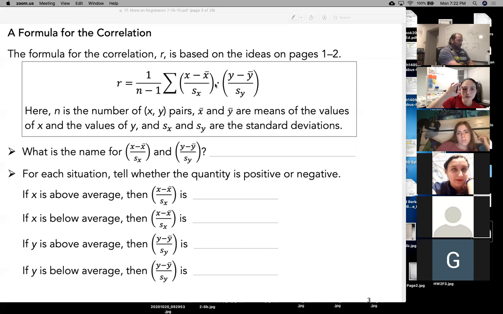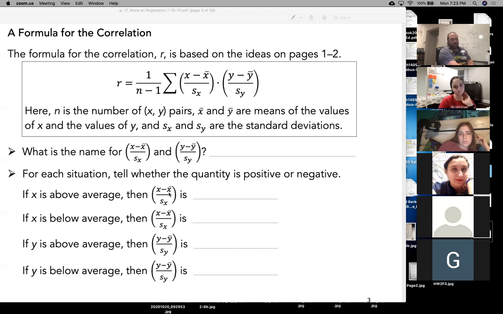Sorry, you have a question? Yeah, if x is above average, then the z-score is positive? If x is above average, then the z-score is positive, right? As expected. Okay. And if x is below average, then what do we expect to happen? It's going to be negative, right? And same thing with y, above average and below average. These are not shocks, correct?